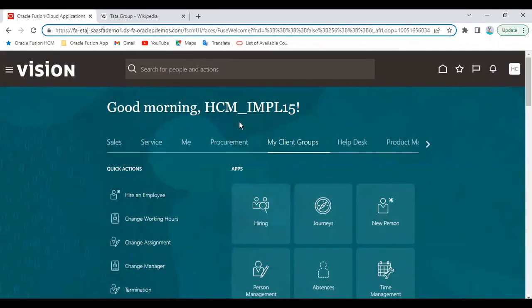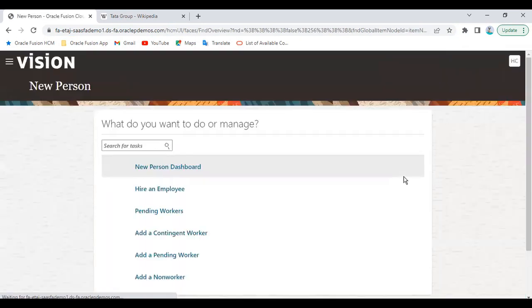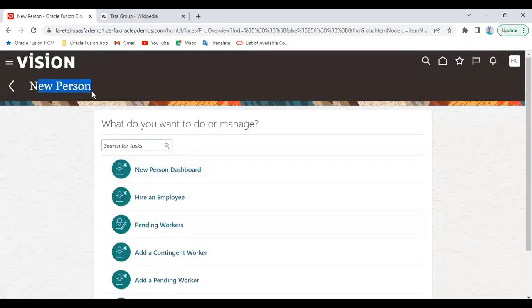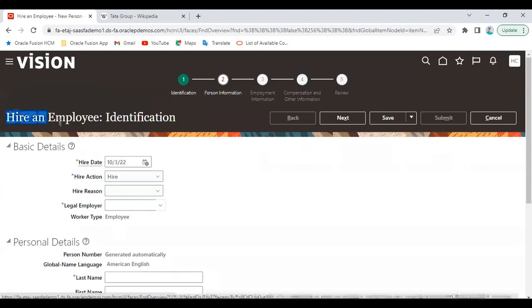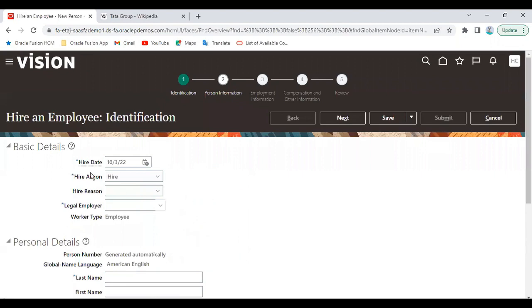See here, I will go to the system as HR. I'm going to my client group, and I will go to new person, and let me initiate the hiring transaction. New person, and I'm going to hire an employee. Now, as HR, I'm going to hire an employee. What will it ask, you can see here. On the very first screen of hire an employee, there is identification. In the basic details, hire date it is asking. By default, today's date it will take, that is October 3rd, that's okay.